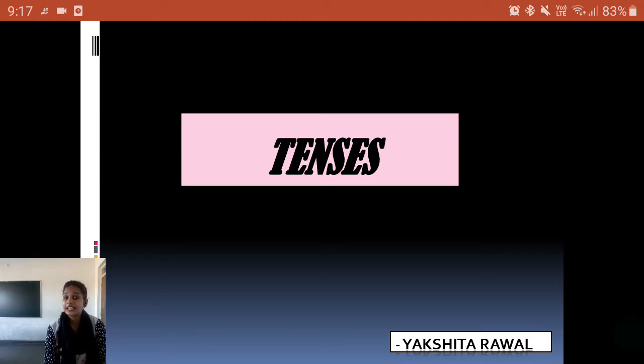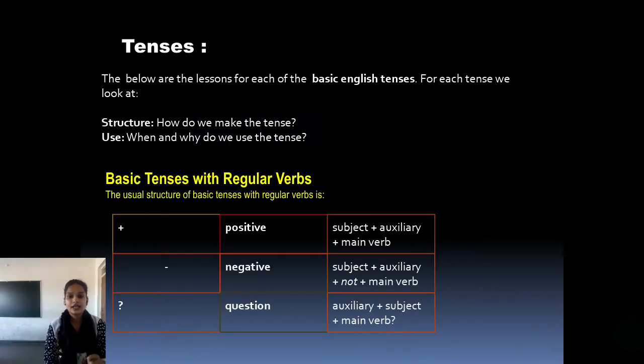Tense is a category that expresses time reference with reference to the moment we are speaking. It is dependent on the moment we are speaking and the time the action happened. Now, there are some basic English tenses. Here are the lessons for each of the basic English tenses, and let us see what we will see in the following video.